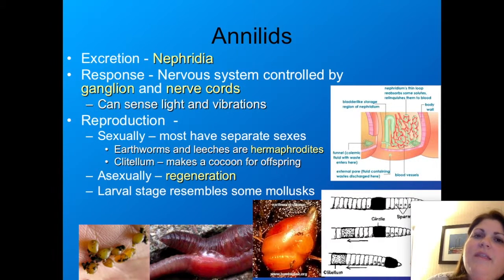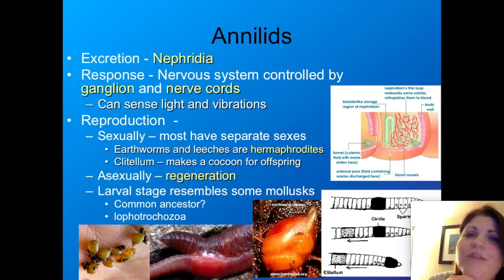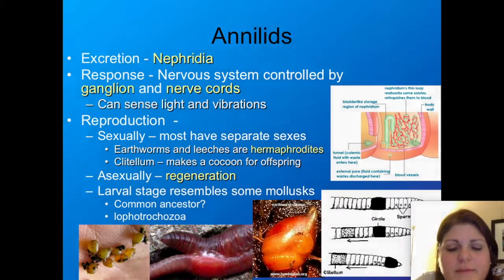It's also worth noting that the larval stage of an earthworm or any annelid is very similar to that of a mollusk. This, of course, suggests a common ancestry. Remember that mollusks and annelids are both members of Lophotrochozoa. This is a good spot to pause if need be.